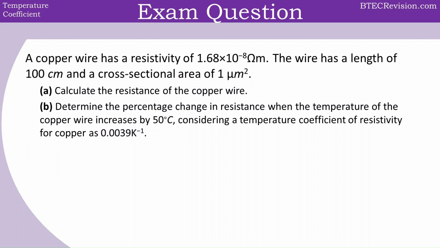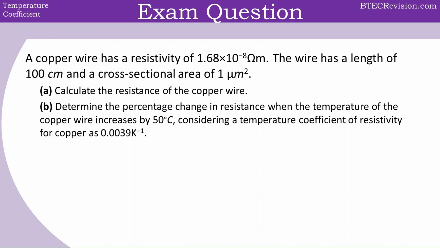Now pause the video here and attempt this exam question. A copper wire has a resistivity of 1.68 times 10 to the power of minus 8 ohm meters. The wire has a length of 100 centimeters and a cross-sectional area of 1 micrometer squared. Calculate the resistance of the copper wire.